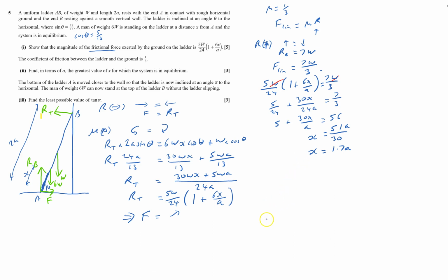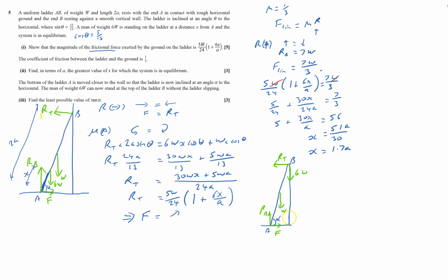So that bit is done, and now finally the bottom of the ladder has moved closer, so it's much steeper now, well, at least a bit steeper. And it's like this, so that's now alpha. We've still got our forces, but the man can now stand right at the top here. We've got RT at the top, RB, and F. That's all our forces on there, and I've got to work out what tan alpha is.